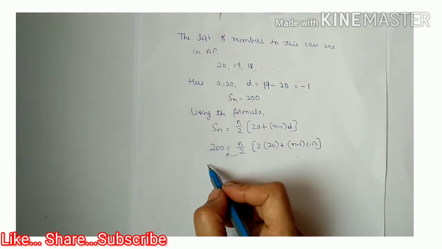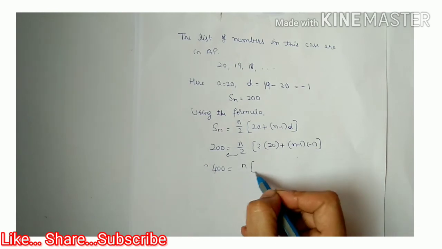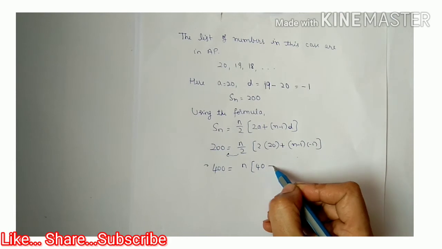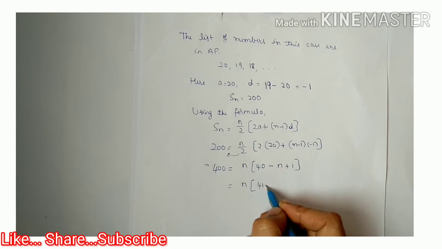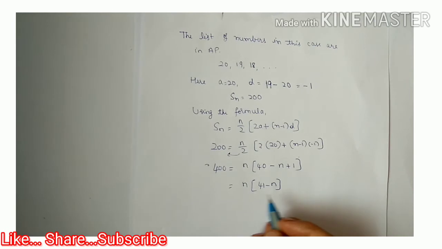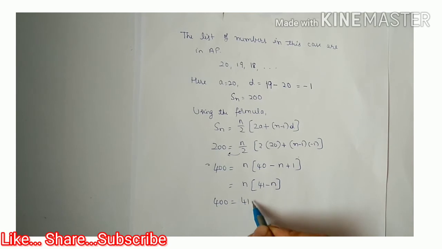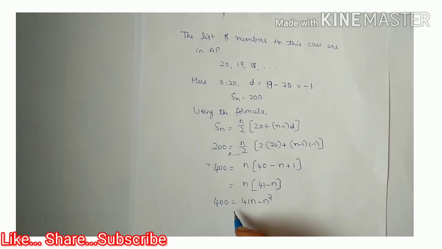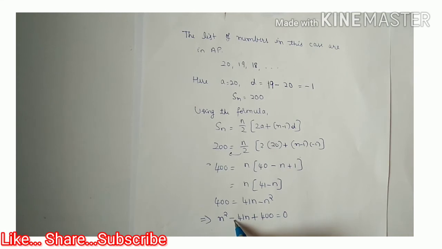Take 2 to the left hand side, 200 into 2, 400 is equal to 40 minus n plus 1, that is 41 minus n. So 400 is equal to 41n minus n square, or n square minus 41n plus 400 is equal to 0.